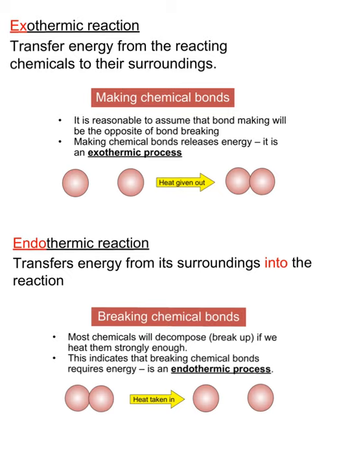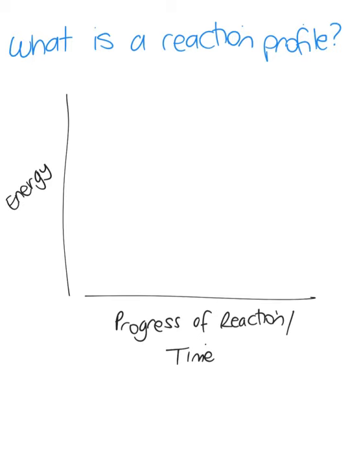Now we're going to represent these two phrases on what we call an energy or reaction profile. So what is a reaction profile? A reaction profile will always have a set of axes like so. It will always have energy on your y-axis, and progress of a reaction or time on the x-axis. So you will always have that as a standard. Now you heard me refer to it as an energy profile. If you're doing any old exam questions, they'll call it an energy profile.